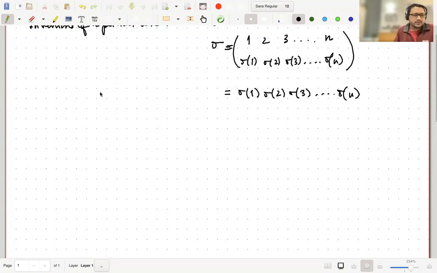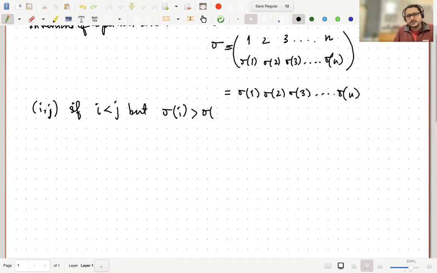So what is an inversion? An inversion is a pair, something like ij. It is an inversion if i is less than j, but sigma i is greater than sigma j. So this is what we mean by an inversion. Let's look at an example.